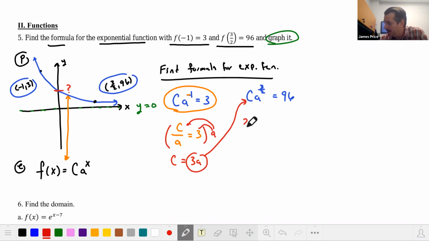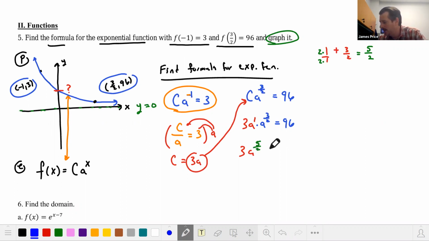So this will be 3 times a, times a to the 3 halves is equal to 96. Now it's like one of those problems where you're working with properties of exponents. Exponents are going to add, so it's 3 times a to the 1 plus 3 halves. Let's just do that over here. 1 plus 3 halves: remember, you find a common denominator, so multiply top and bottom by 2. You get 2 plus 3, which is 5 on top, and a 2 on the bottom. So that's a to the 5 halves is equal to 96.